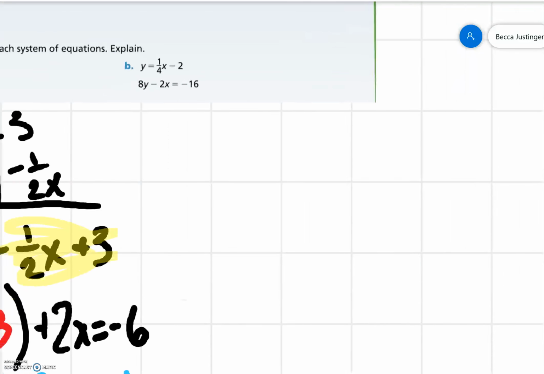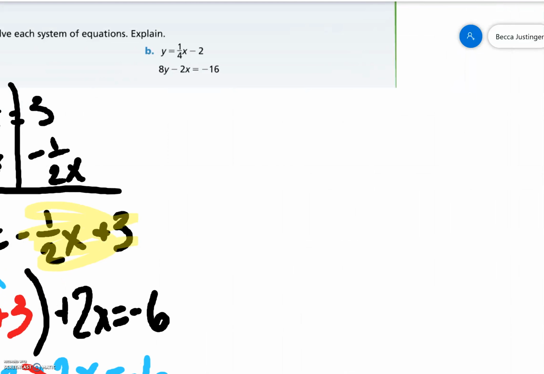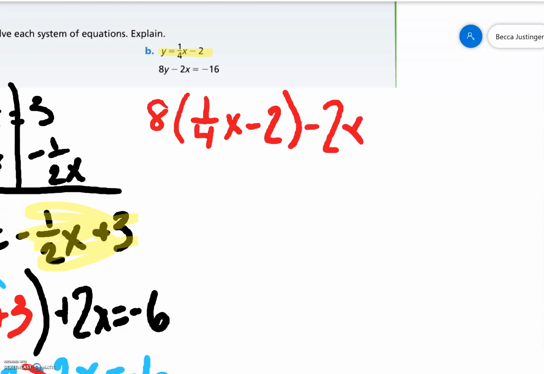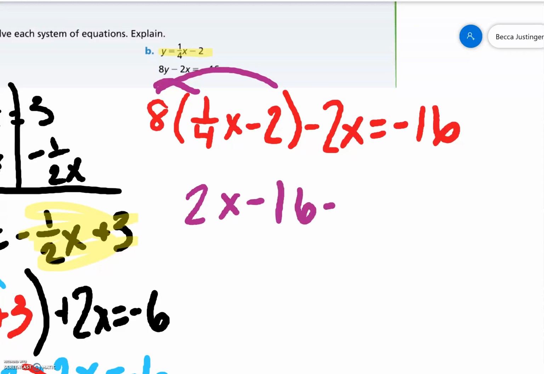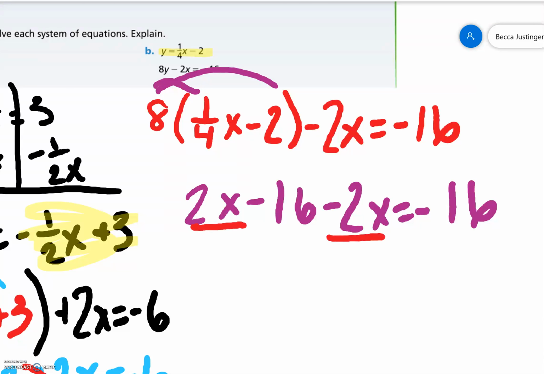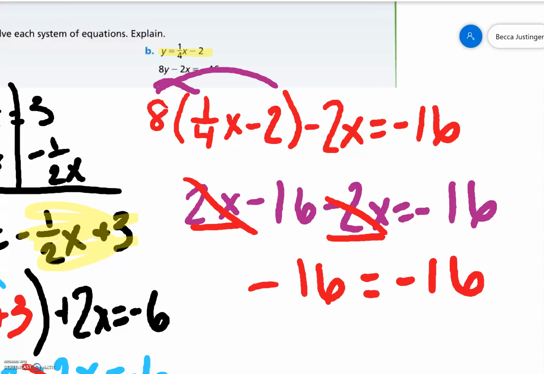Last question. Y equals 1/4 x minus 2, and 8y minus 2x equals negative 16. They already did the first step for us. They already told us what y equals. So I'm going to rewrite that second equation, but instead of y, I plug in 1/4 x minus 2. Rewrite the rest of the equation. Distribute. 8 times 1/4 x is 2x. 8 times negative 2 is negative 16. Minus 2x equals negative 16. Combining like terms, 2x minus 2x, again, opposites, they cancel out. Negative 16 equals negative 16. That is always true. There are infinite solutions.